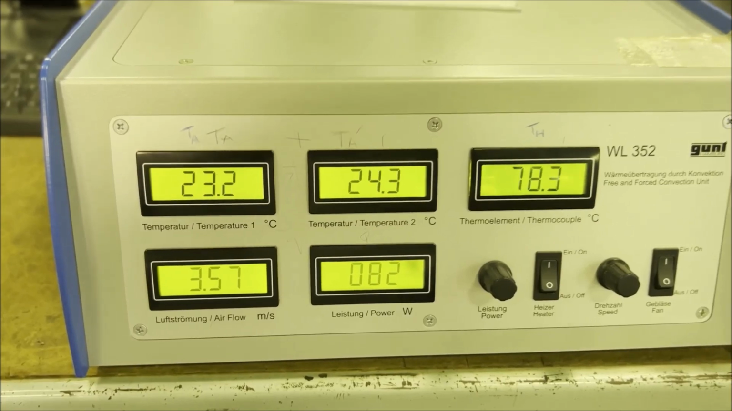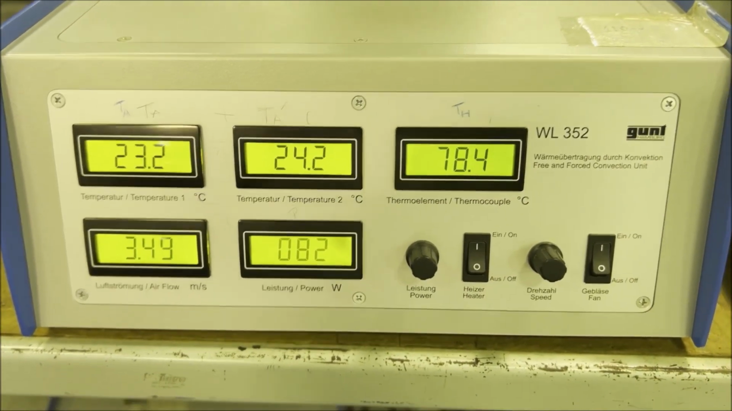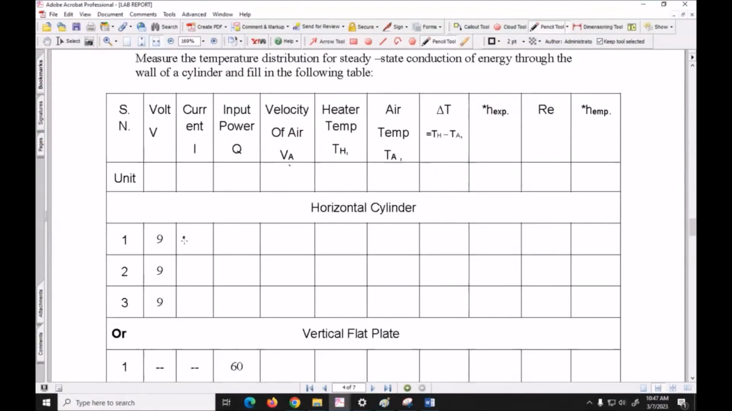So for the last reading, we can record 78.4 and a velocity of 3.54. The power is 82. So for 9 volt, the current is 1.58, and you can calculate Q. In the sample calculation, you can transfer the values here, and then the velocity. We can keep it at first 5 meter per second. So the unit is meter per second. This is volt, this is ampere, and Q is in watt.